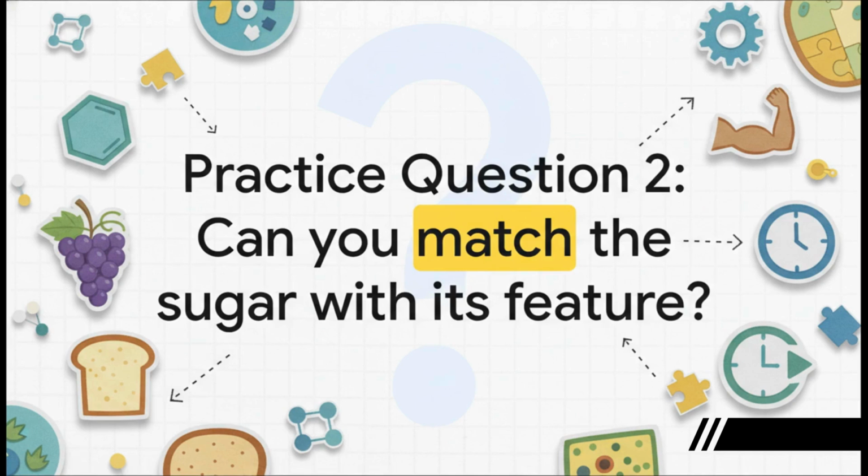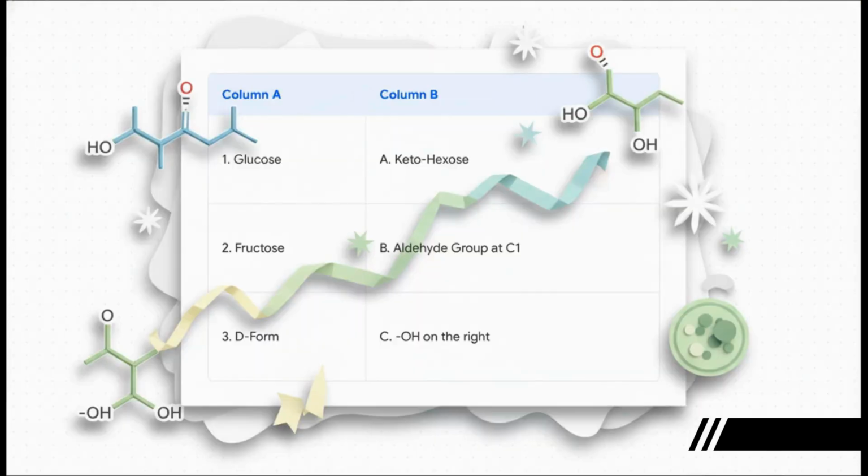Match the following. This is a great way to test if you can connect all the dots. Go for it. Match column A with column B. How'd you do? The correct matches are 1 goes with B because glucose has that aldehyde group at C1, 2 goes with A because fructose is our classic ketohexose, and 3 goes with C because the D form just means the OH group is on the right side of that penultimate carbon.